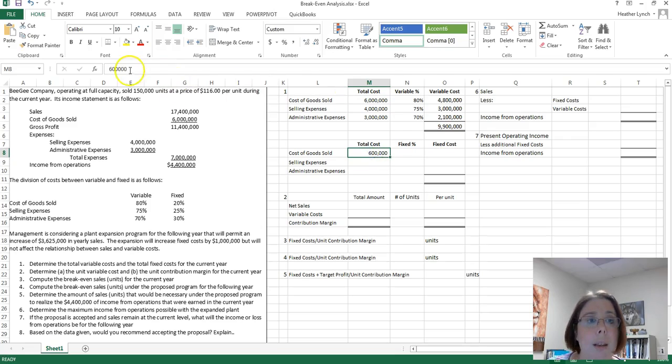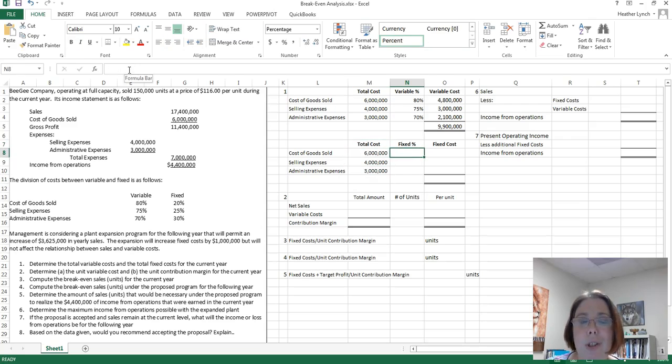So we have 6 million. Bring in those costs over again. Now there's a couple ways of doing this. You could just take your 6 million minus your variable to get your fixed cost. I'm still going to, just for consistency, use the percentage. Well, 80% plus 20% is 100, so make sure those equal 100.